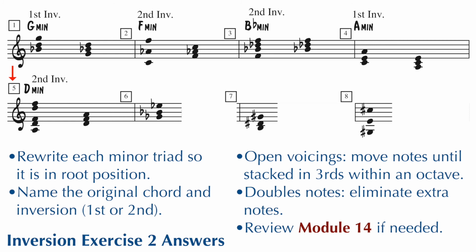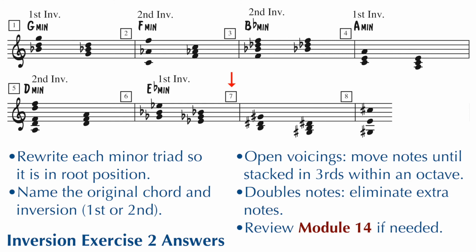Number 6, we can take the E flat from the top of the chord and lower it an octave. Now everything is stacked in thirds, E flat, G flat, B flat. This is an E flat minor chord, originally in first inversion because the G flat, the third of that chord, is in the bass.